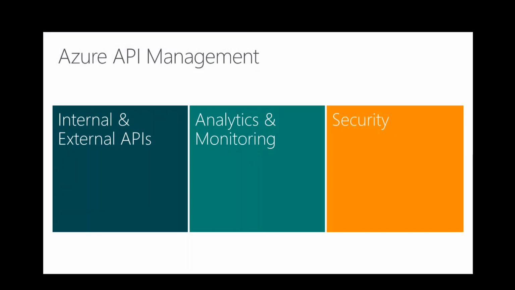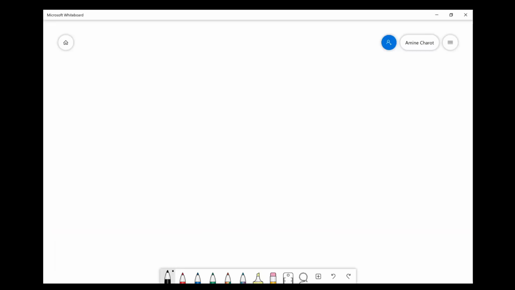Azure API Management is a PaaS service that helps organizations to expose in a managed way their APIs to targeted users, which may be internal, partners, or external. When we talk about API management, we talk about external and internal APIs, analytics and monitoring, security. Using API management, we can expose internal APIs.